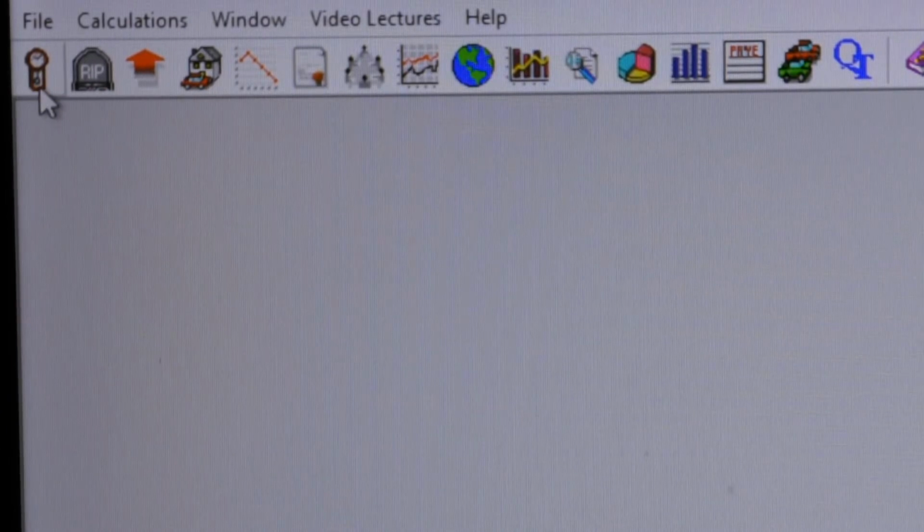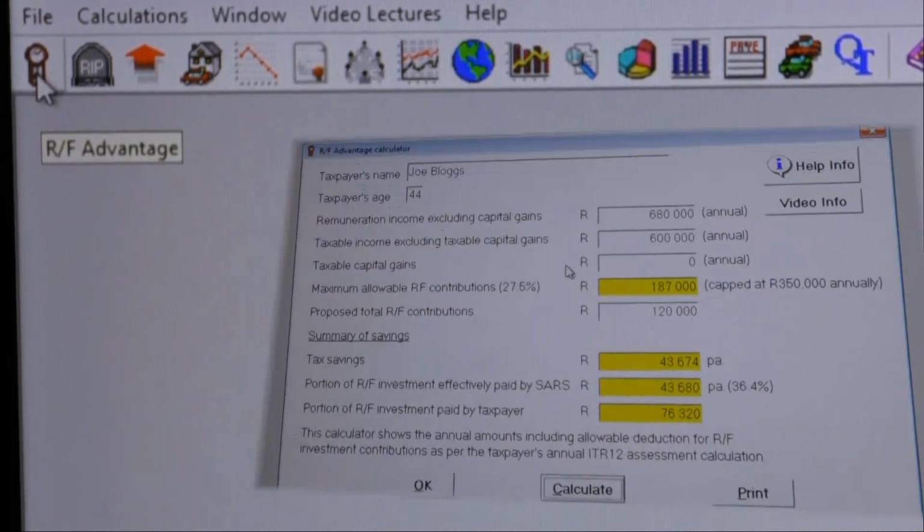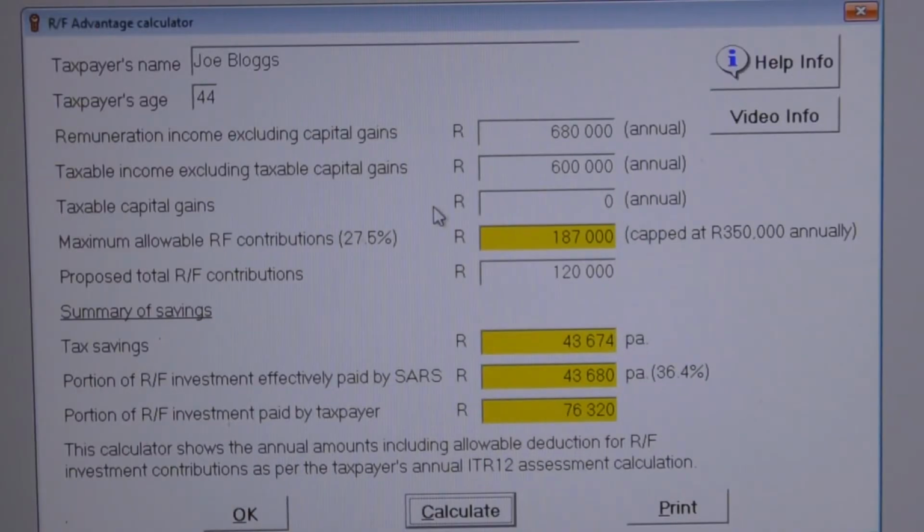Clicking on this first icon will open the RF Advantage calculator. This is the Retirement Fund Advantage calculator. As an example, our client earned a salary of 600,000 Rand and a travel allowance of 100,000 Rand. 80,000 Rand of the travel allowance is included as remuneration for pay as you earn. We've entered 680,000 for remuneration income excluding capital gains, and we've entered 600,000 for taxable income excluding capital gains, and we have said that the client has no capital gains income.